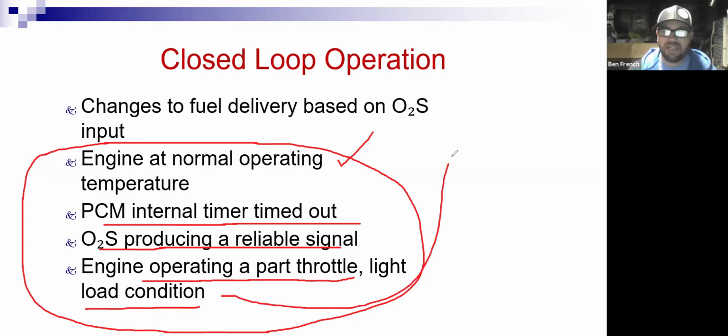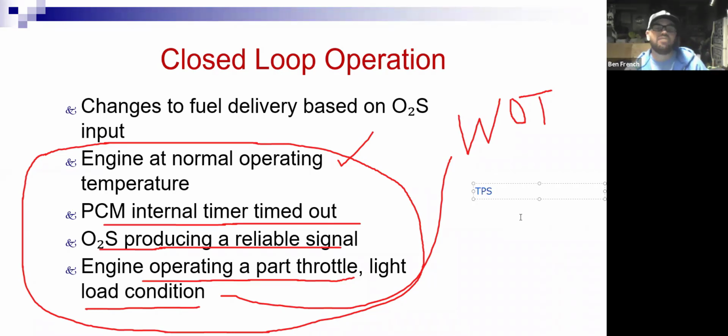Why? Because when you go to wide open throttle, guess what? Your throttle position sensor, your TPS, is going to see that, and it's going to say, hey, this guy's at wide open throttle. Well, wide open throttle, I don't care about running clean. I don't care.